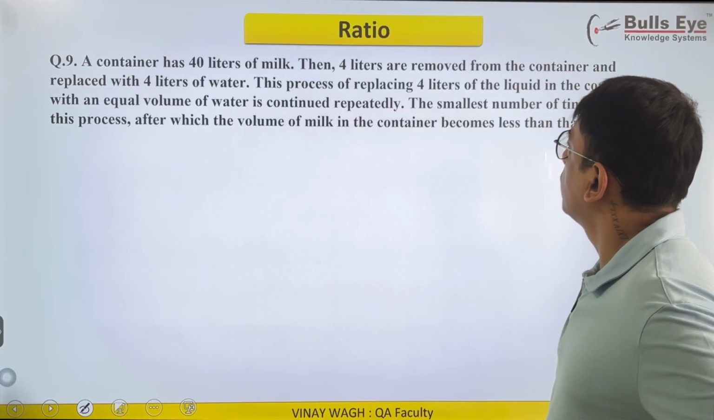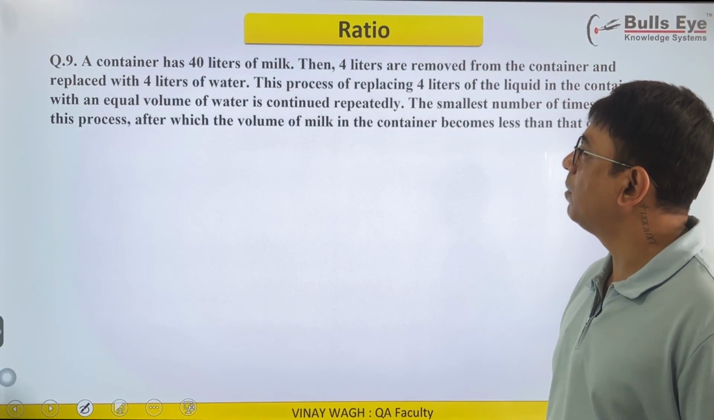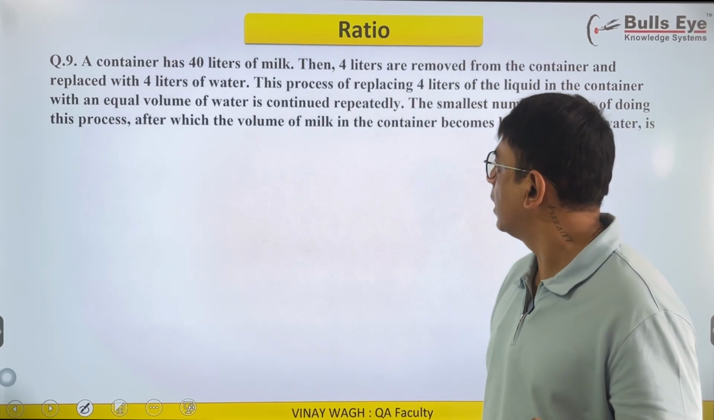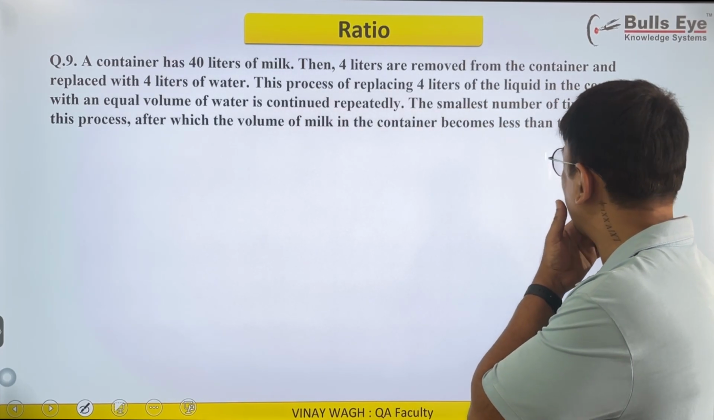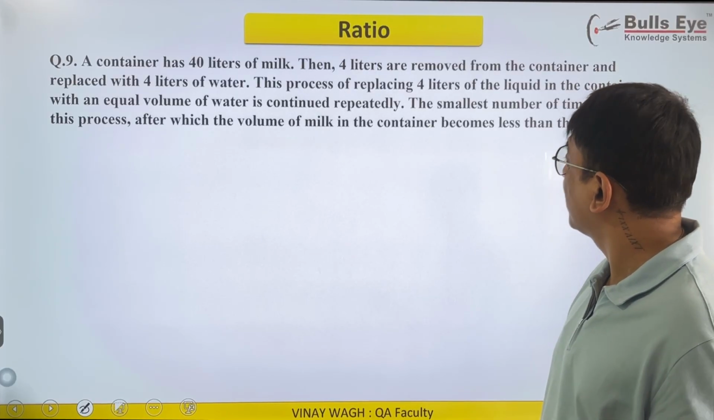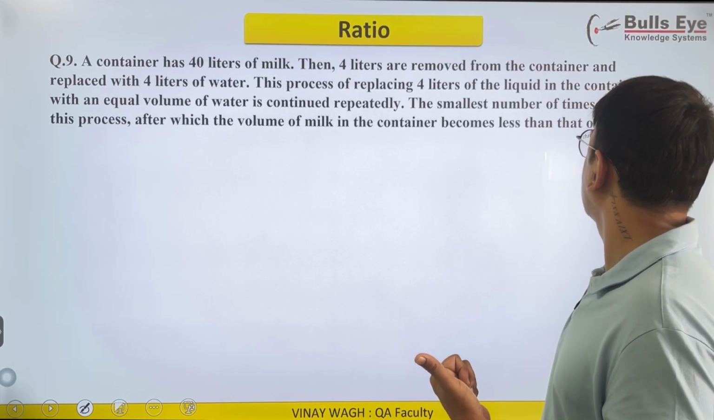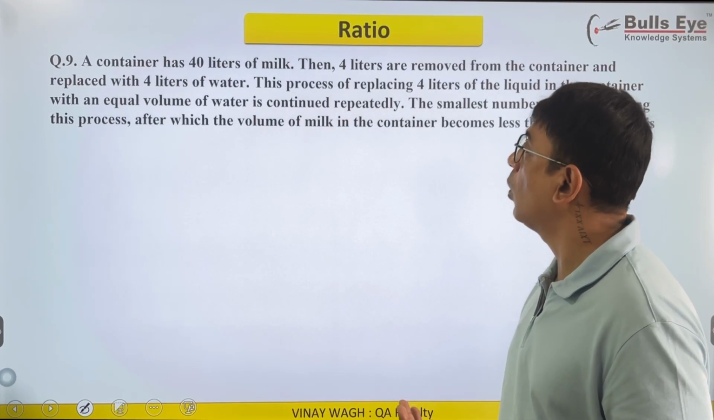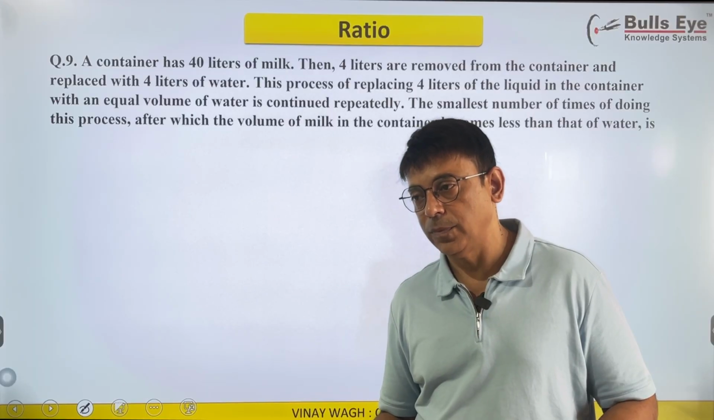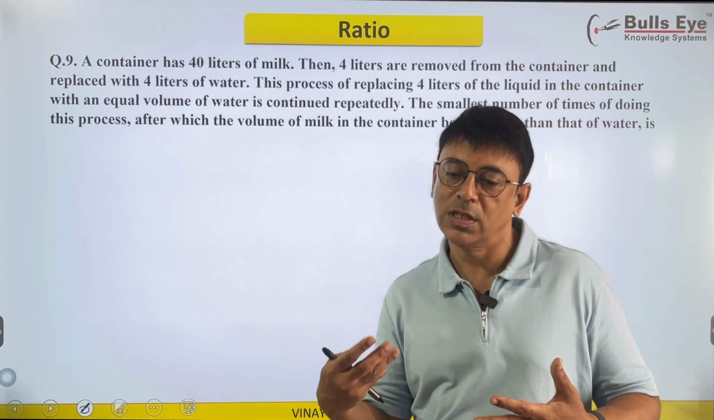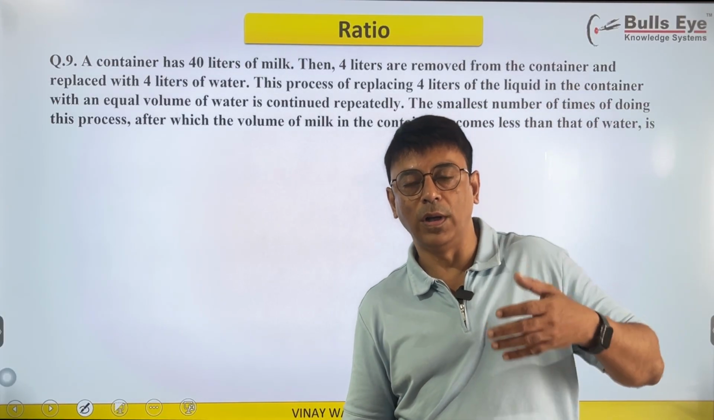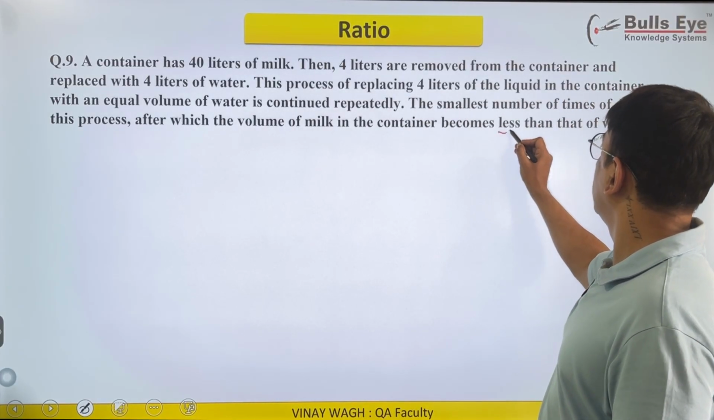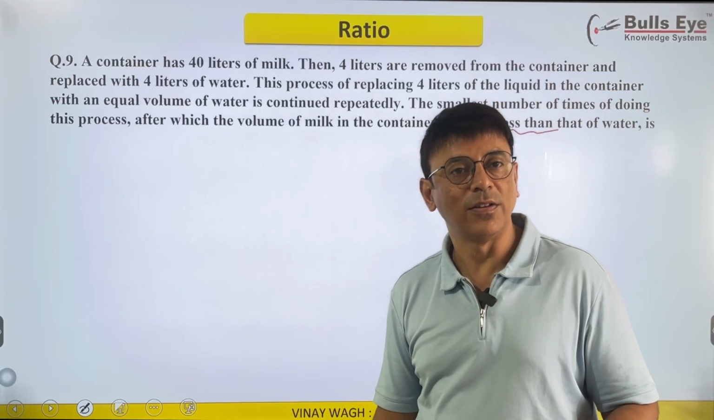A container has got 40 liters of milk, 4 liters are removed from the container and replaced with 4 liters of water. 4 liters is 10% of 40. We get that idea. This process of replacing 4 liters of liquid in the container with an equal volume of water is continued repeatedly. The smallest number of times of doing this process, after which the volume of the milk in the container becomes less than the water. It's 40 liters total. You have to keep replacing this. So milk steadily will go on decreasing, water will go on increasing. At 20 liters, they will be equal. But the question wants us to be less than 20, less than half.